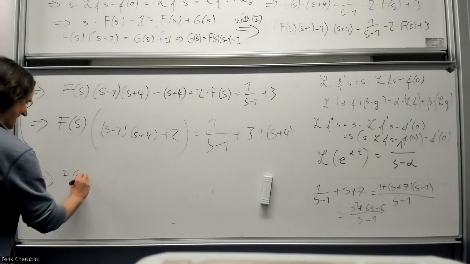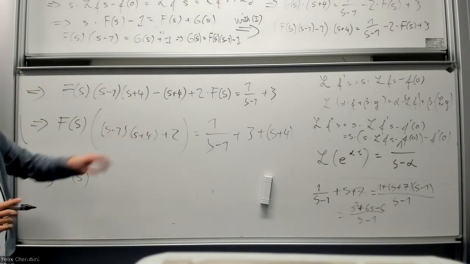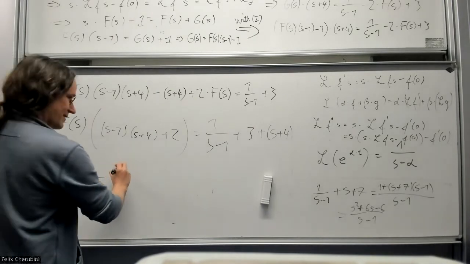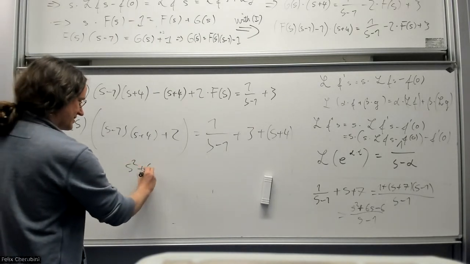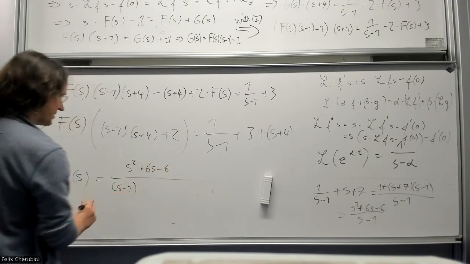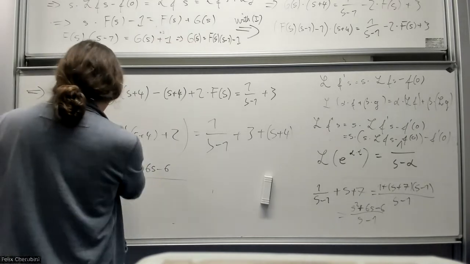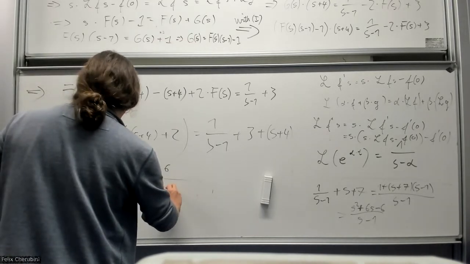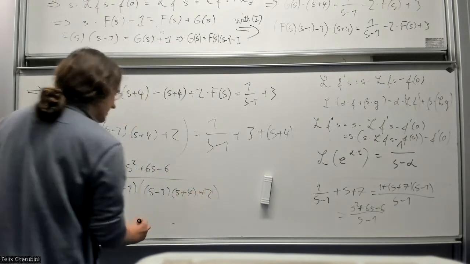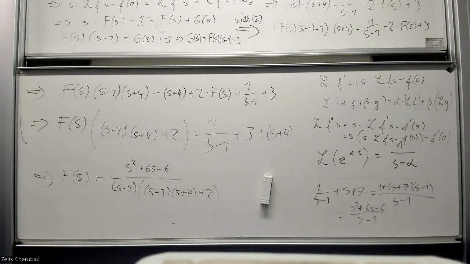And now divide by this thing. Okay, so we have s squared plus 6s minus 6 times s minus 1, and we divide it by this whole thing here, s minus 1, s plus 4, plus 2. But I mean, good thing we have something complicated like this, because now we can actually talk about what to do in this case.